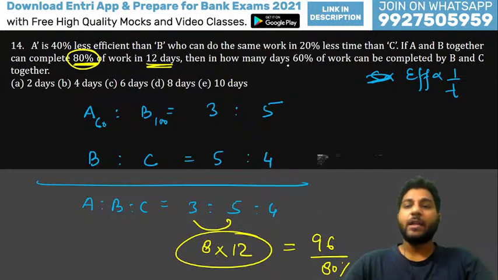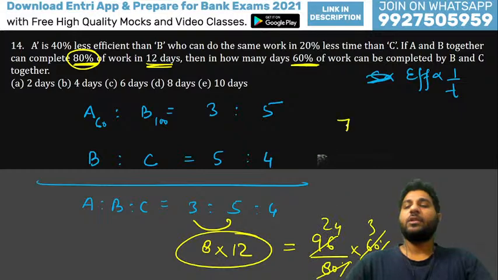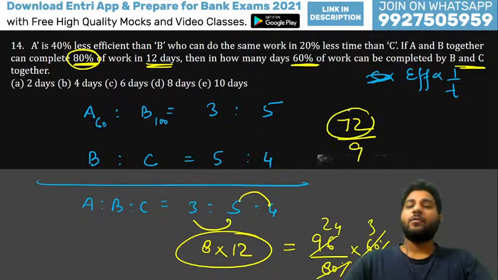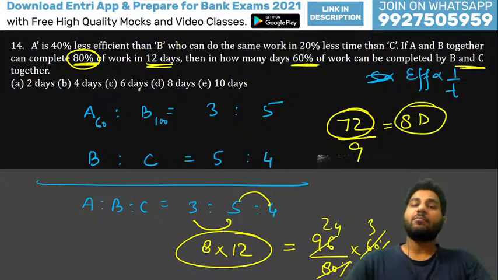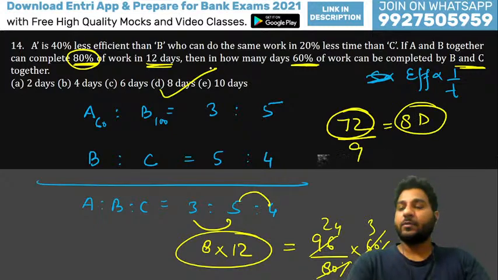Look at this. Then in how many days will 60% of the work be done? So we have to figure out only 60% of the work. 3, 4, 24. That means only 72 work can be completed by B and C in how many days? So B and C's efficiency will become 9, and for 72 work they will take only 8 days. So do it smartly. Option D will be the correct one.